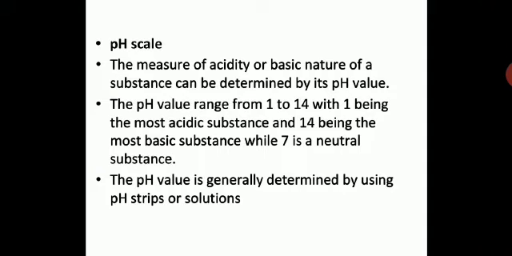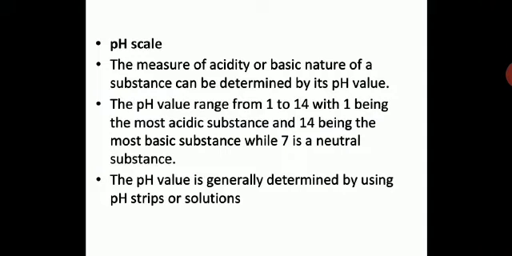So it is just a number which will indicate the amount, the intensity of acidity or basicity. How much acidic a substance is, how much basic a substance is, pH value will give you the information. So the scale which is used to measure this acidity or basicity of a substance is called the pH scale. The pH value ranges from 1 to 14. So it is just a number, a magnitude from 1 to 14, with 1 being the most acidic.